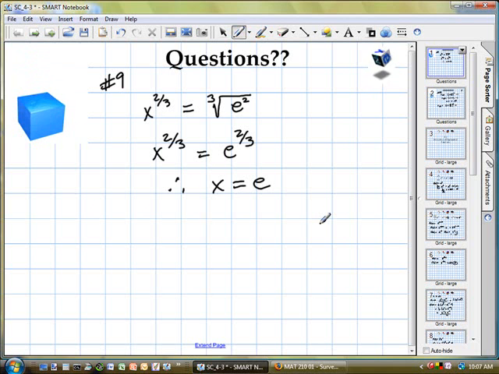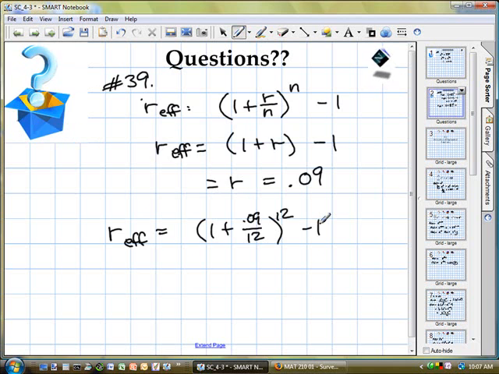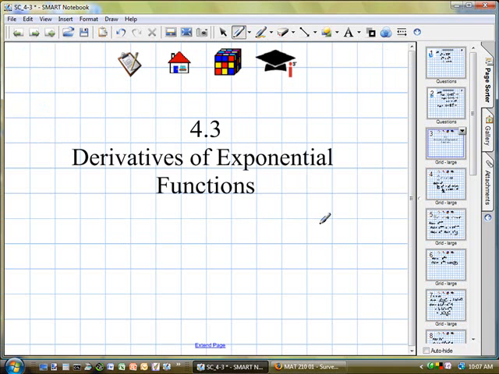Anybody else? Questions of Fortune? So it doesn't sound like that was too bad. Even though exponential functions are not usually one of the things that are the best at coming back, you must have been able to recall those pretty well.